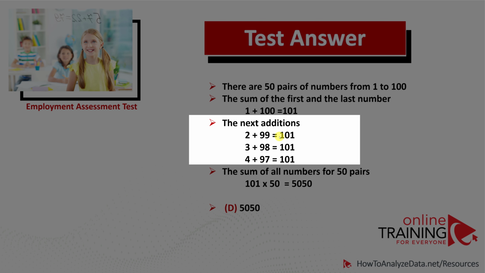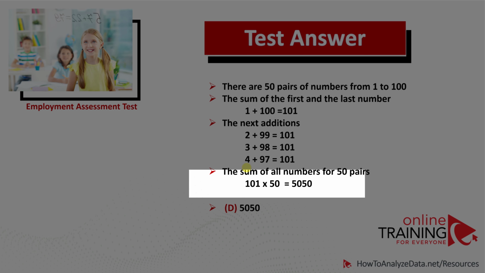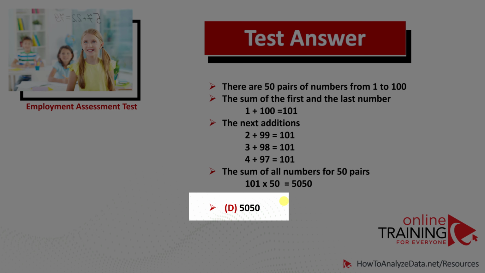But the same is true for all other pairs. 2 plus 99 is equivalent to 101. Same is true for 3 plus 98, 4 plus 97, and etc. When you continue this logic, you realize that there are 50 pairs, and the sum of values in each pair is 101. So the correct answer is 5050.